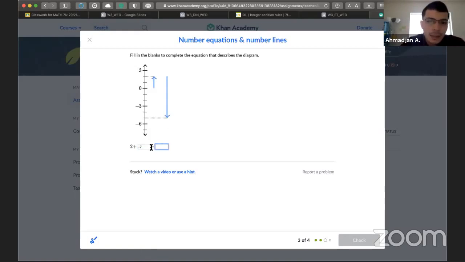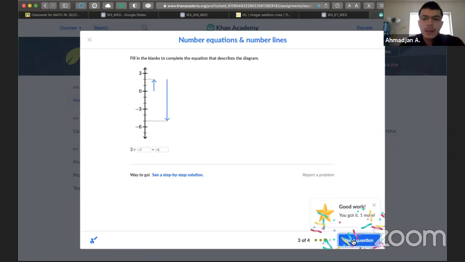And equals, at the end, what is the final destination of your moving arrows? It's at -5. Okay, it's right before the -6, which is -5. Okay, and here we go. Thank you.